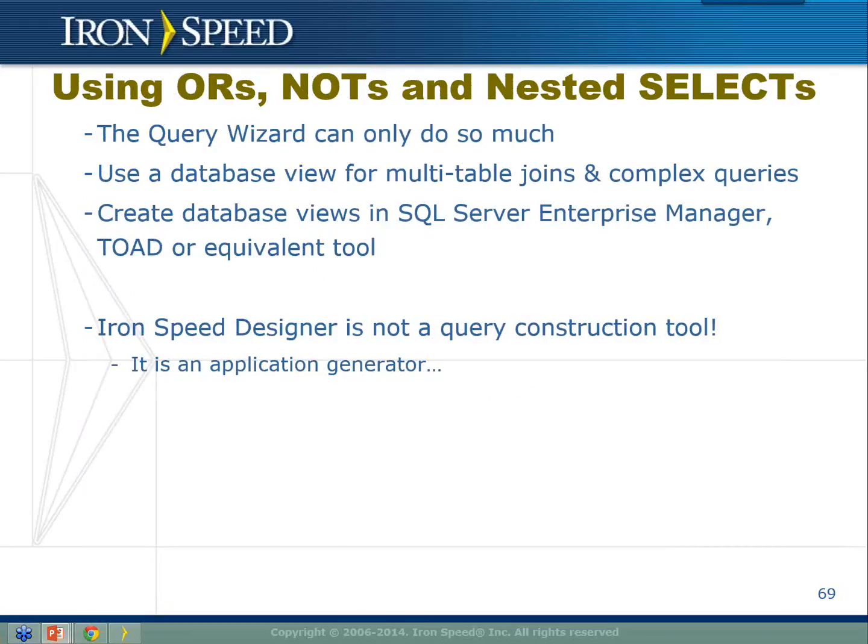So people ask, how do you do ors and nots and complex queries? There's certainly a way to do that. The easiest way is to override the create where clause in IronSpeed. And there's actually a class on that too. There's an advanced IronSpeed class on overriding the data access layer, and we talk about that in that class.